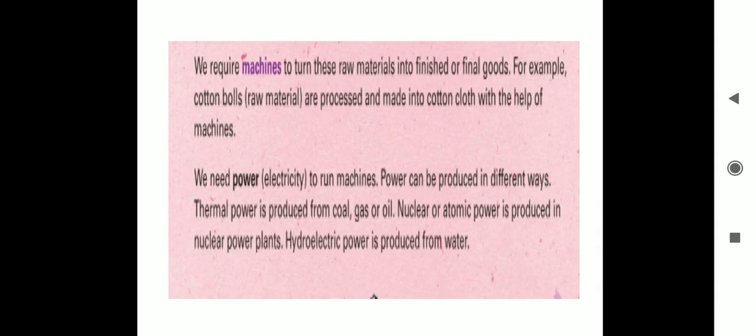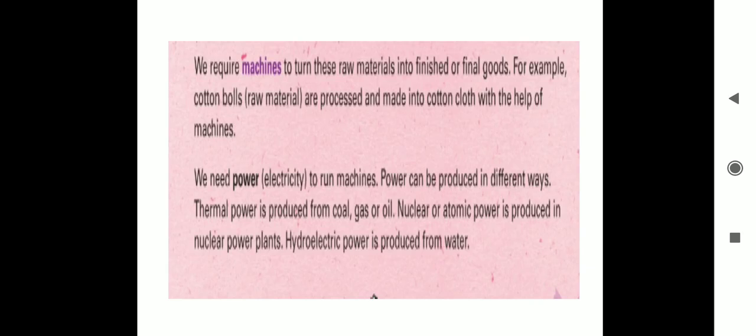This is the thing that you have learnt before. I hope you remember. So, the first thing that we learnt was the raw materials required. The second factor is machines that are needed for industries. The third important thing was the power, electricity. And that electricity can be produced in different ways: thermal power, nuclear power, and hydroelectric power.